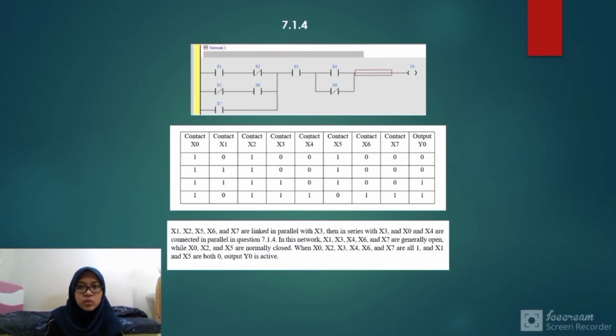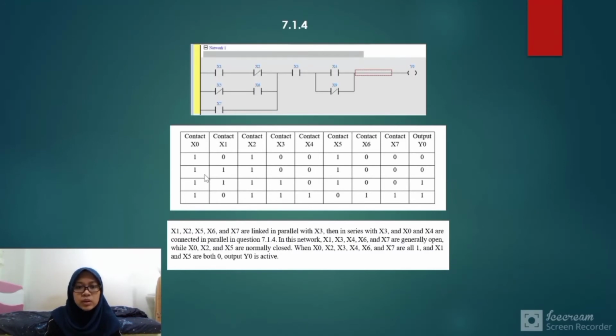For question 7.1.4, there is only network 1. So after we connect it, you can see that this is the result. Contact X0, X1, X2, X3, X4, X5, X6, X7, and the output Y0. When the input is 0 1 0 0 1 0 0, the output we get is 0.